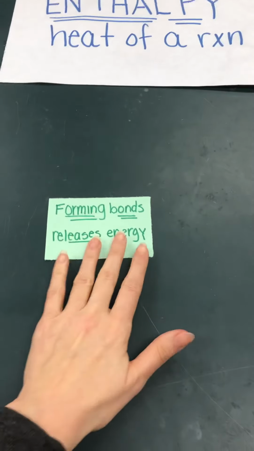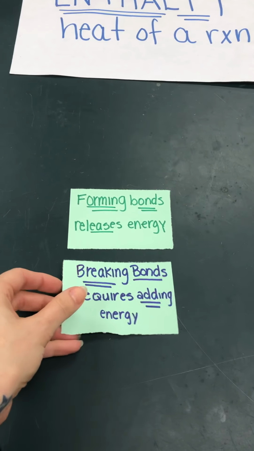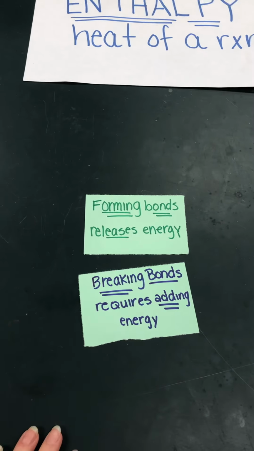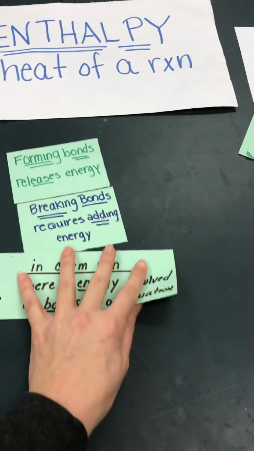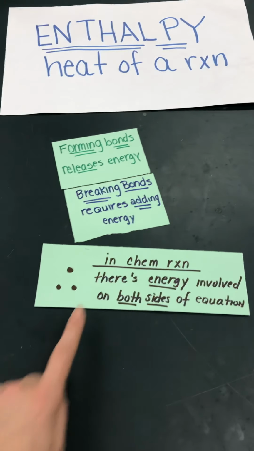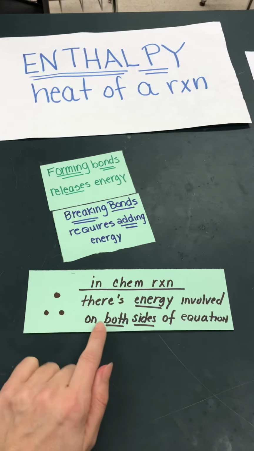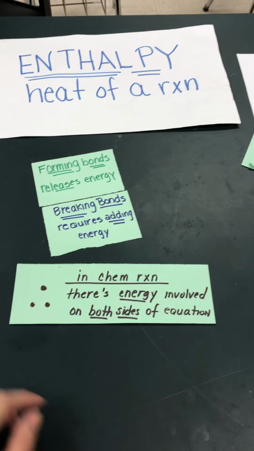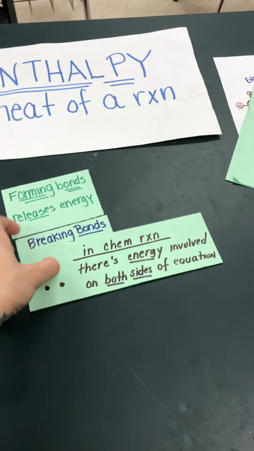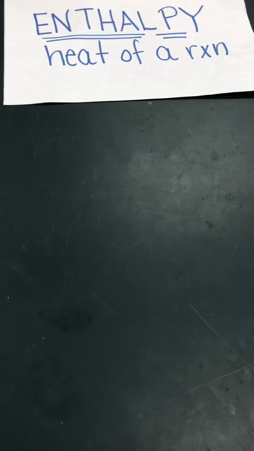And that is, again, the important takeaway point is forming bonds releases energy. Breaking bonds requires you to add energy. So in a chemical reaction, therefore, right, this means therefore, it's shorthand. In a chemical reaction, there's energy involved on both sides of the equation, okay? What is this energy involved in both sides of the equation called? Well, it's called enthalpy.